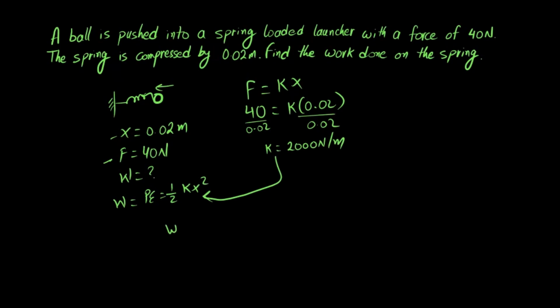Now that you have k, I will plug it in here. So the work would be half times 2000 times 0.02 whole square, which comes to 0.4 joules. That's the work done on the spring.